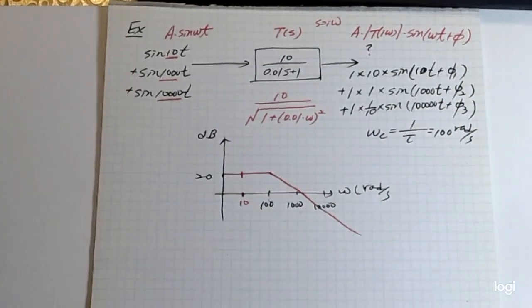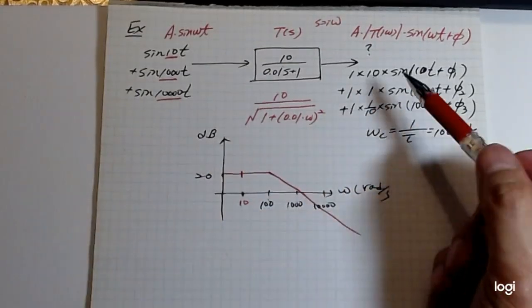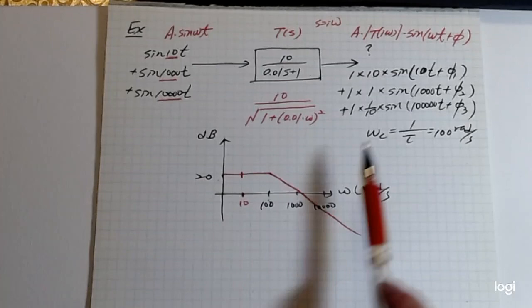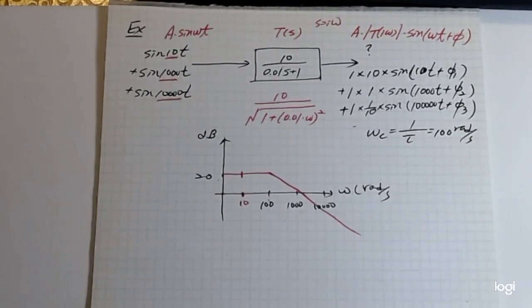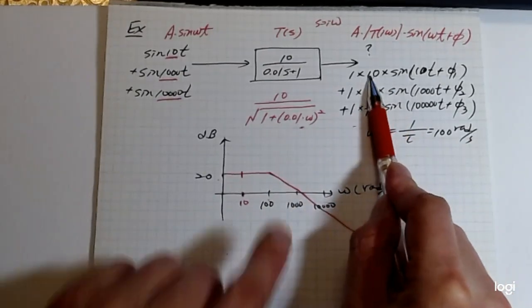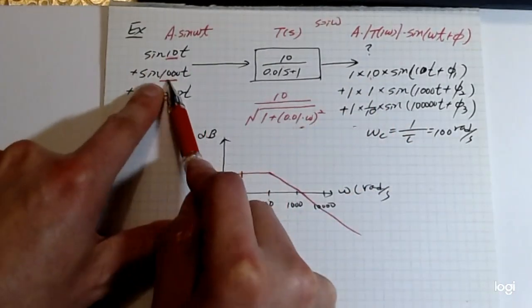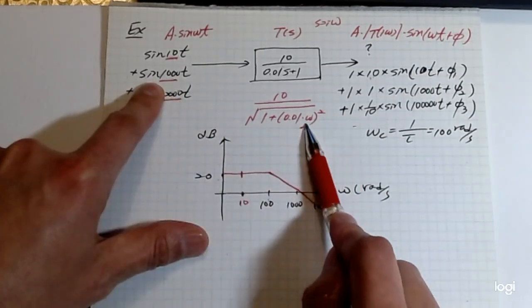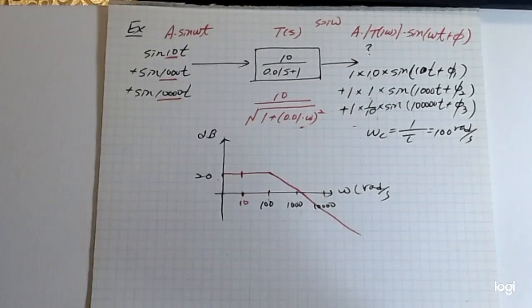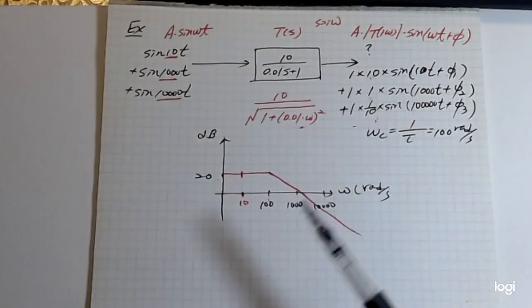Okay. So if you use the concept of filters, you can get this quickly. Or you can plug in omega at 10 and get these numbers. Omega at 1,000, put it in, you get these numbers. This one, you get this number, almost the same. But I would like you to use the concept of a filter to get this.